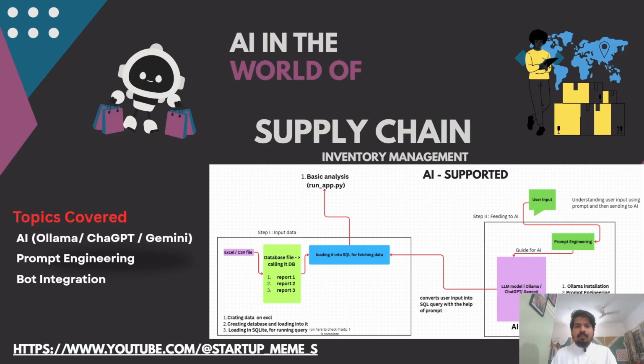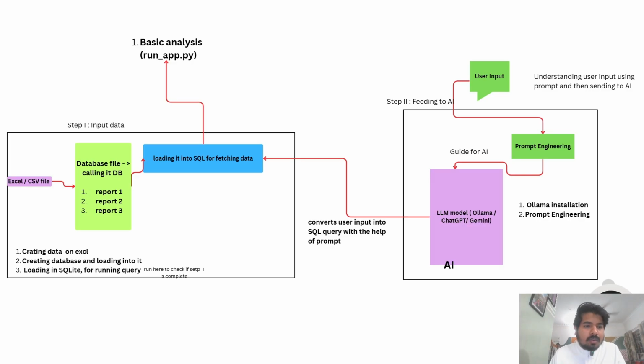Hello everyone. Welcome to the second video of the series where we will create a project in supply chain, preferably in inventory management, using AI as a fundamental parameter. In the previous lecture, we talked about this flow where we will have an input coming from a CSV or Excel file, and a second parameter, the user input, which as a user you will only give. Using user input and prompt engineering, we will feed it into the AI. This AI will extract the data from this database and will give a final output. This is how the flow would look in our entire series.